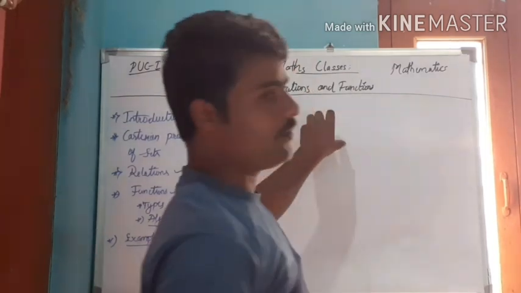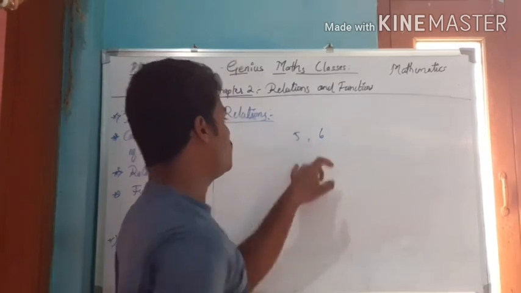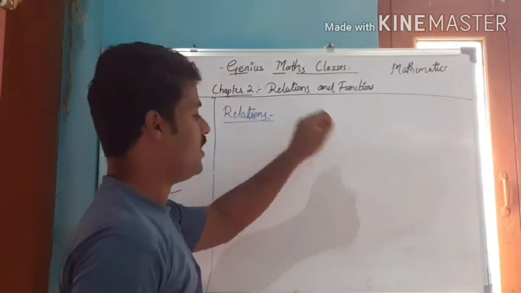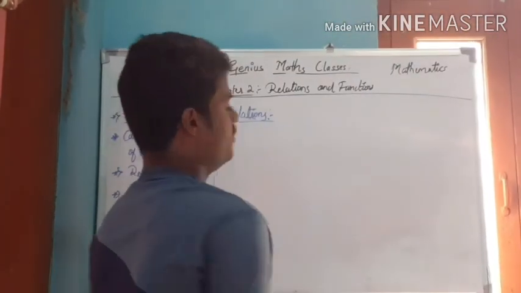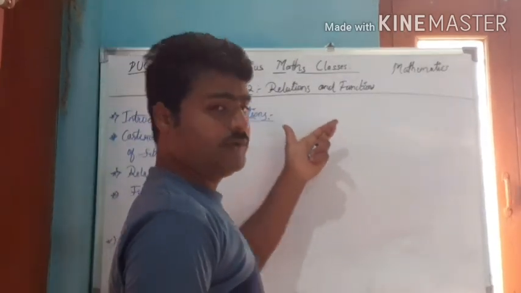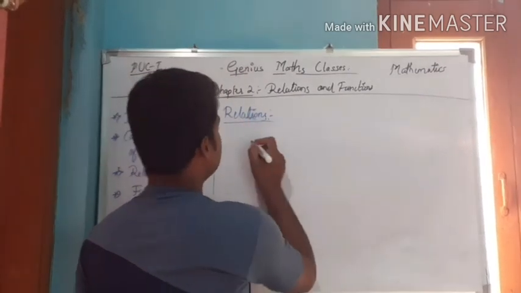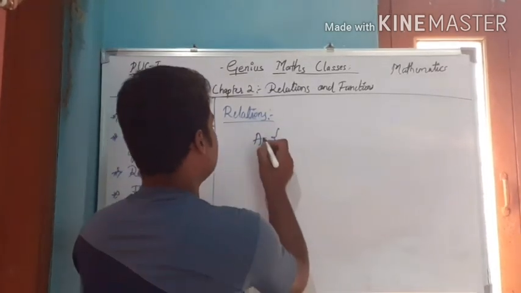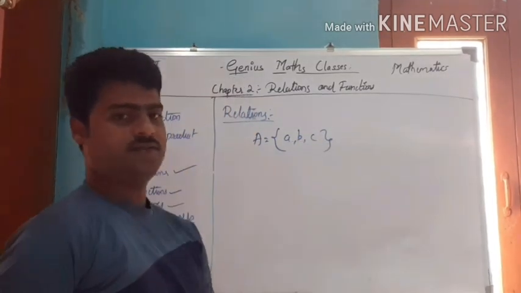Using the numbers 5 and 6, how to build the relationship between the elements, I have discussed that. So here I am going to build a relationship between the sets, between the sets using the Cartesian product, right? So let me consider an example.